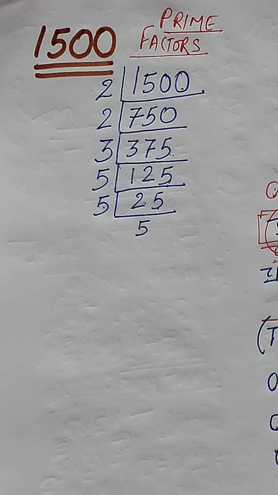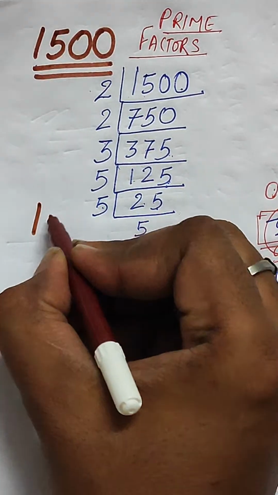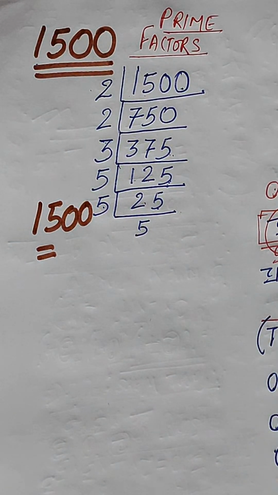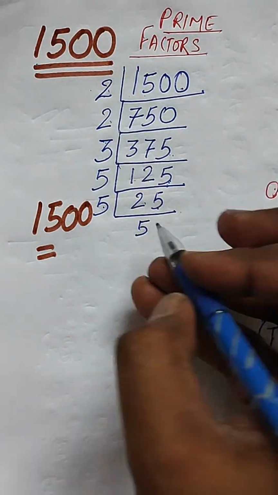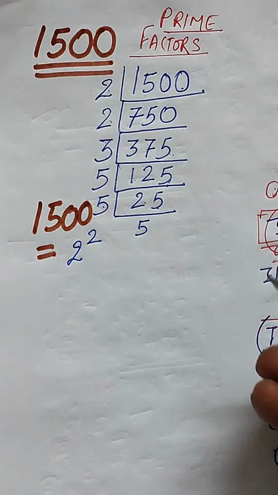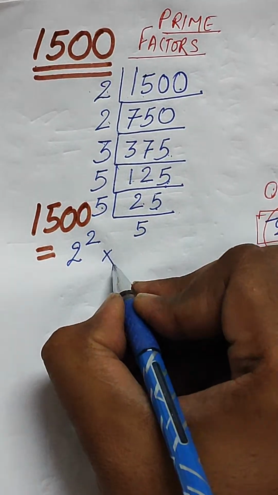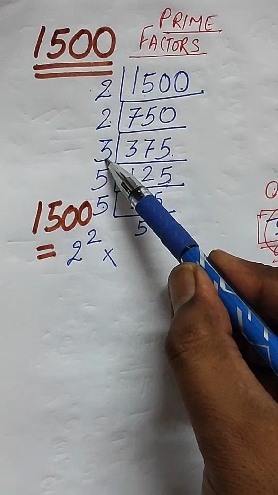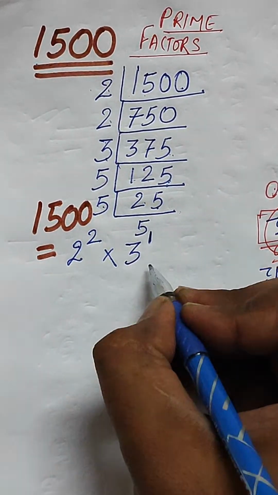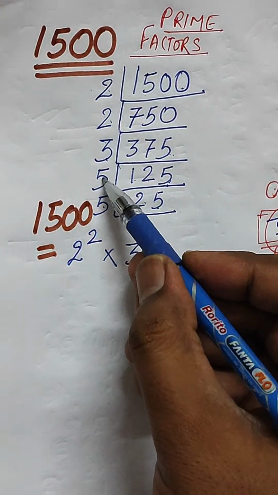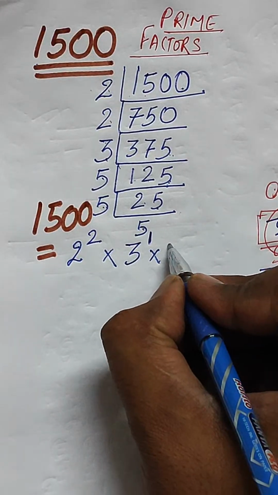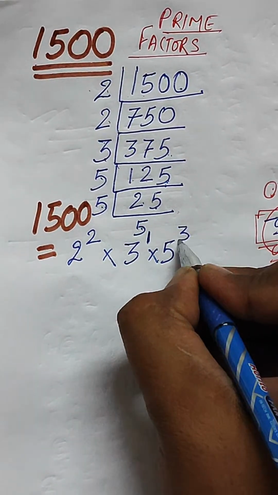Now we can write this 1500. This 1500 can be written as 2 is coming how many times? 2 times, so we can write 2 squared. Multiplied with 3, which is coming how many times? 1 time, so we write 3 power 1. Then 5 is coming how many times? 1, 2, 3 times, so you can write 5 power 3.